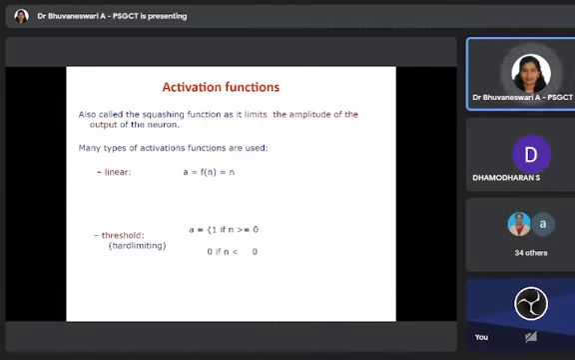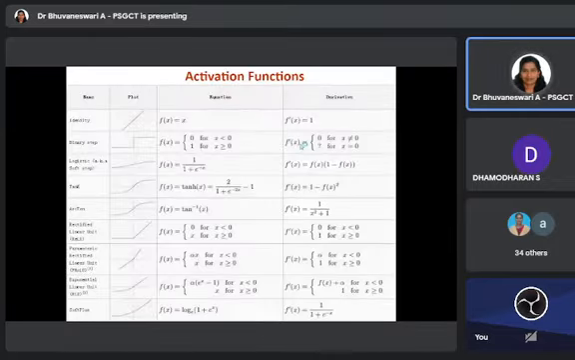Next is the threshold function, wherein the output will be 1 if n is greater than or equal to 0, where n is the input, and 0 if n is less than 0. So this is a fundamental concept. These are the widely used activation functions in a neural network model.